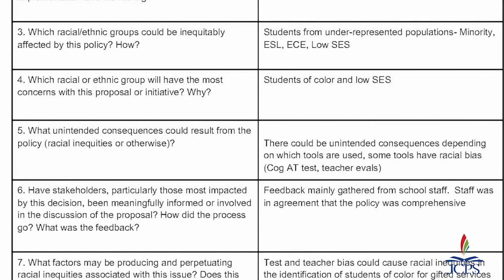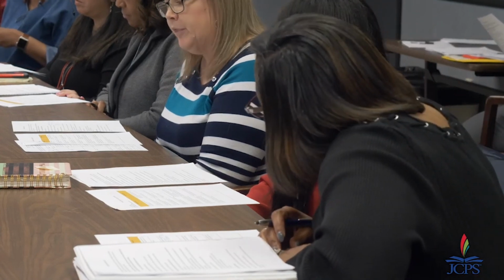Okay, number 4 says, what racial or ethnic group will have the most concerns with this proposal or initiative and why? Based on the data that we currently have as a district, we know that our students of color and our low SES students would definitely be affected because they are currently still underrepresented in our gifted programs. Why wouldn't all the ones listed in 3 be included in 4? Based on the data, those 2 are the most significant, but they would all be included. Okay. I do agree, of the ones listed above.